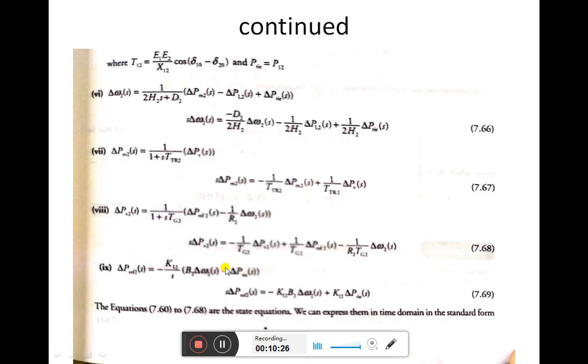Then the fifth important parameter is ΔPtie. It is nothing but the change in the tie line power. This change in tie line power mainly depends upon two factors: Δω1 and Δω2.